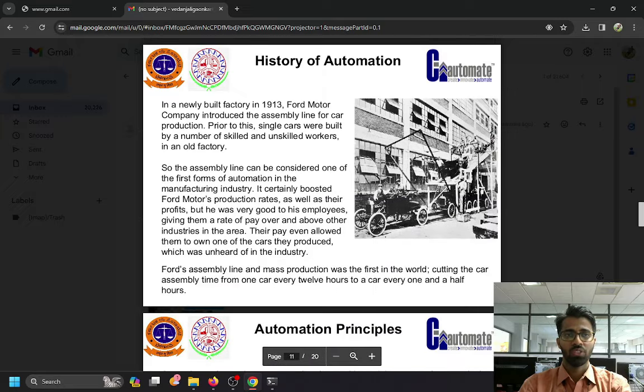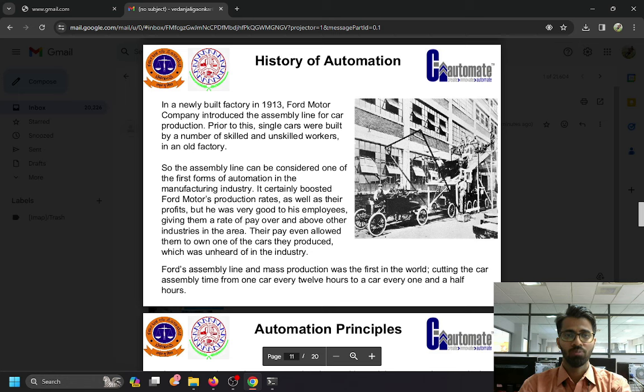1948. History of automation. In a newly built factory in 1913, Ford Motor Company introduced the assembly line for car production. Prior to this, single cars were built by a number of skilled and unskilled workers in an old factory. So the assembly line can be considered one of the first forms of automation in the manufacturing industry.